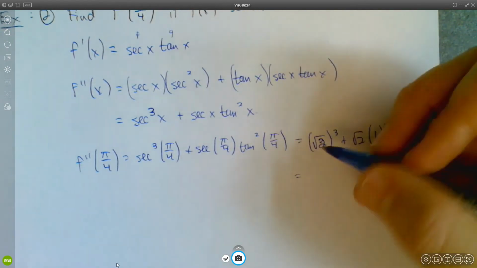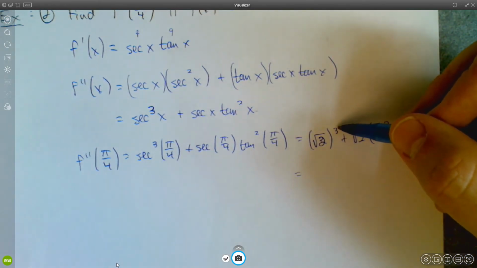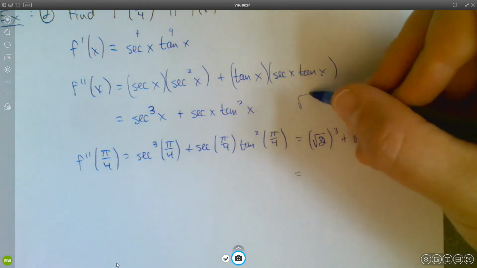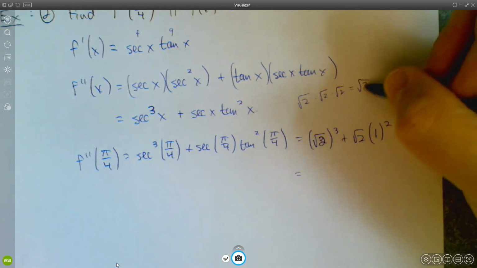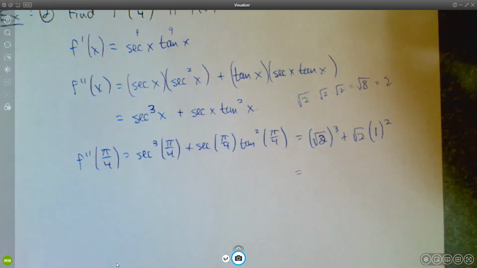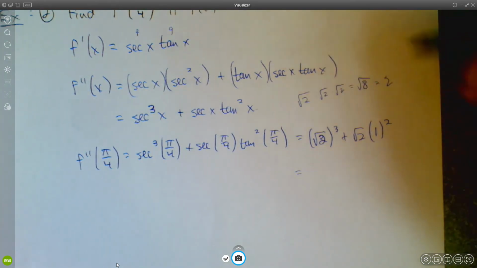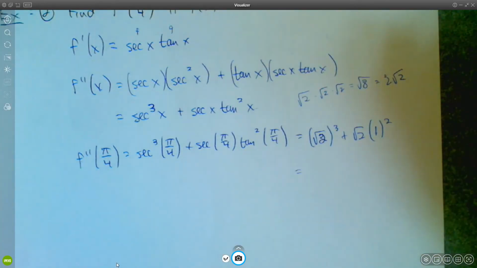Sorry, I don't know why I just blanked out, but we can put root 2 cubed. Oh, that's interesting. So root 2 times root 2 times root 2. Oh yeah, that's root 8. Okay, that's 2. I'm sorry. Or that's, no, that can't be right though, can it? Root 2 times root 2 is root 8. That's 2 root 2 is what it is.